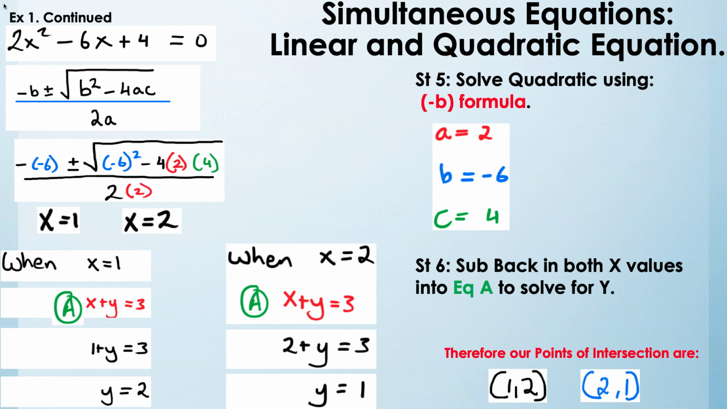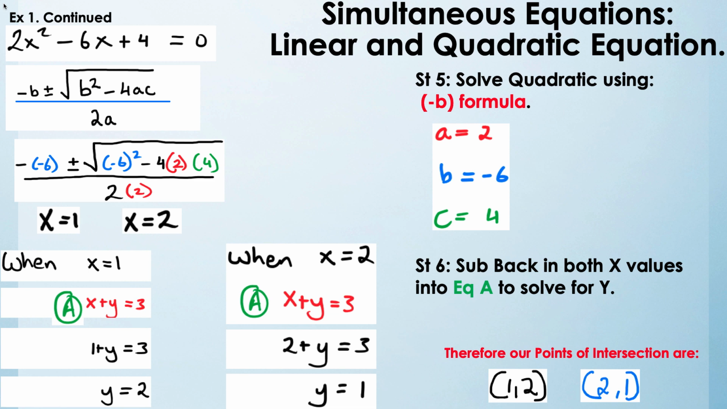So when I use my minus b, I got my values for x, and then I got my values for y. What do these mean? What does (1, 2) and (2, 1) actually mean? Have to know what they mean. Not the roots.